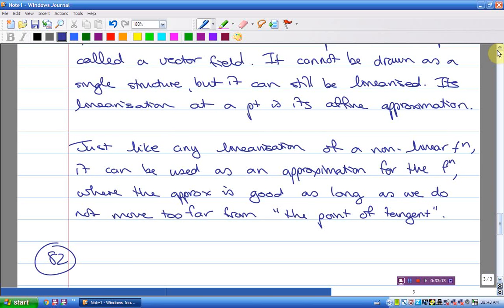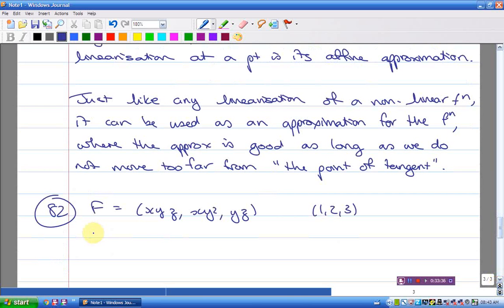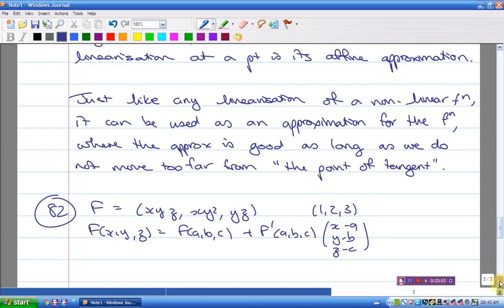So exercise 82 says, let capital F of x, y, z be x, y squared, y, z. Use the affine approximation to big F at the point 1, 2, 3. So I'm interested in the point 1, 2, 3, to find the approximate value of F at this other point that's fairly close. So first of all, we have to build up the affine approximation. So we know that F of x, y, z, yes, it's a 3D one, is F of a, b, c plus F dash evaluated at a, b, c times x minus a, y minus b, z minus c. So we've got to work out all of these things.